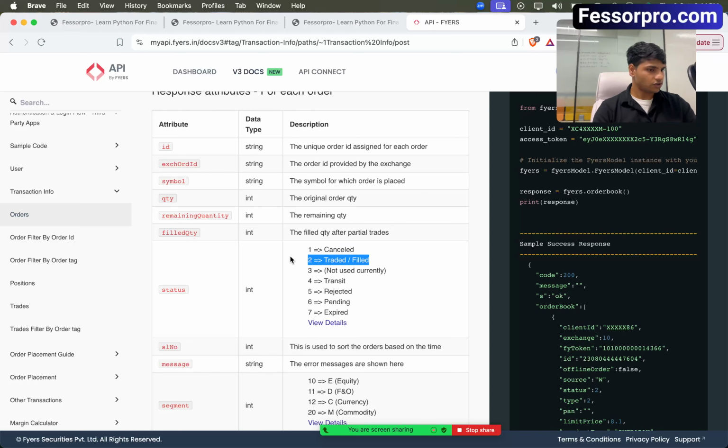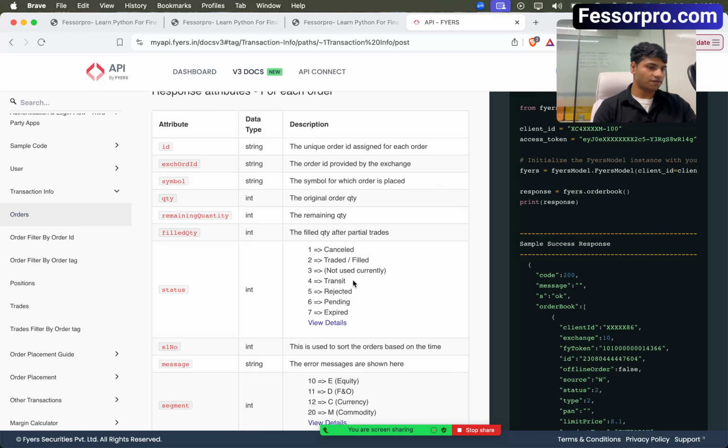Then 2, if you see 2, it means the order got filled. It has sent the order to the exchange, the exchange received the order, and the exchange filled the order. Now you have got the response that your order gets filled. So filled or traded means you have got your stock into your portfolio. Okay. So whenever you get 2, it means the order got filled and the stock is in your portfolio. Then 3, not used currently.